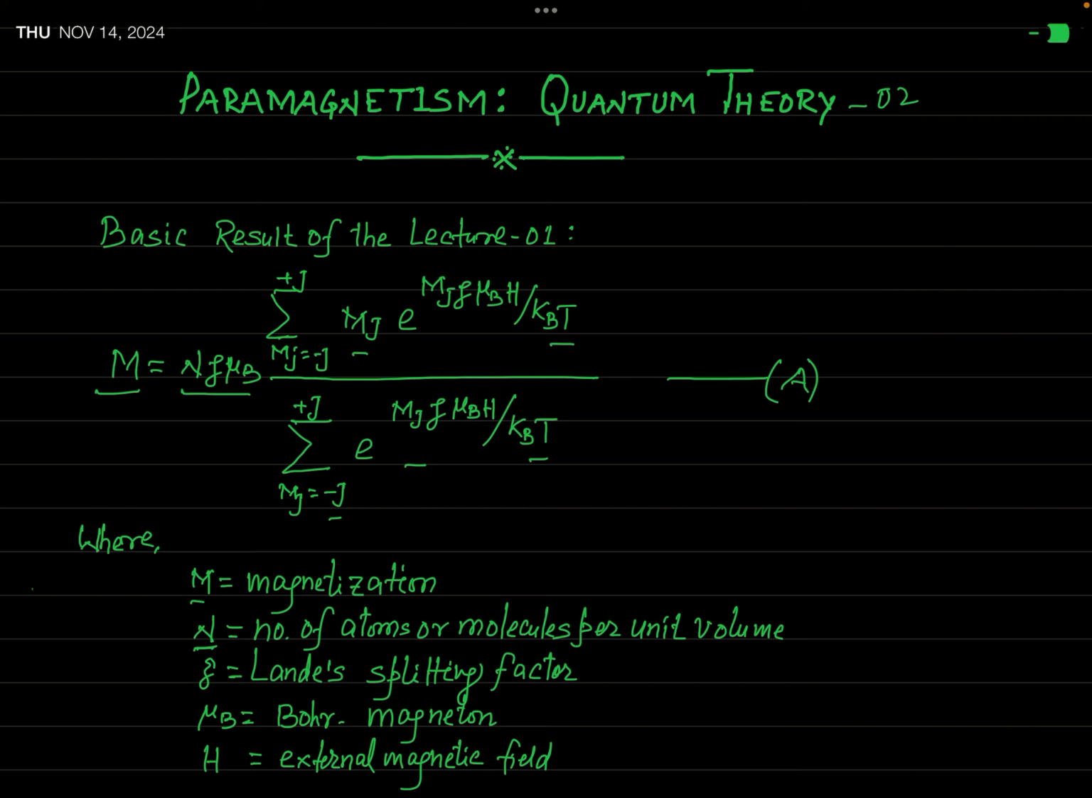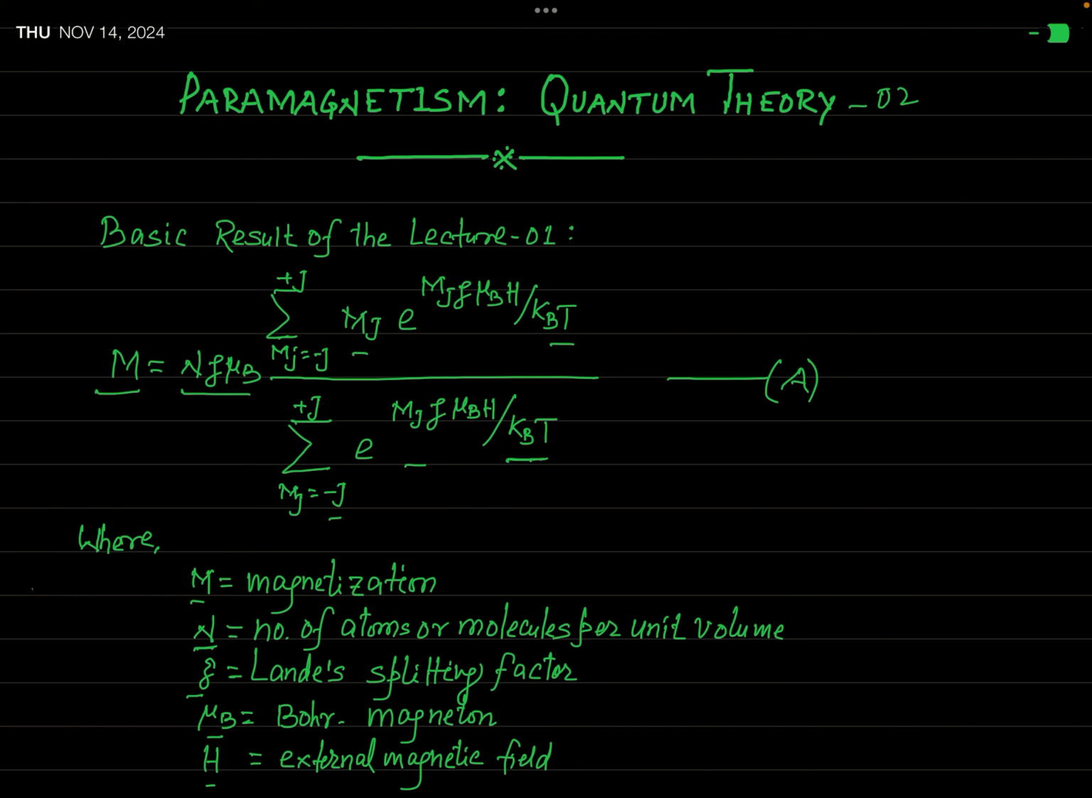The molecules of a paramagnetic gas already have a permanent dipole moment. And g stands for the Landé splitting factor, and mu_B is the well-known Bohr magneton, and H is the external magnetizing field in which our specimen is placed to magnetize it. And k_B is a universal constant called the Boltzmann constant.